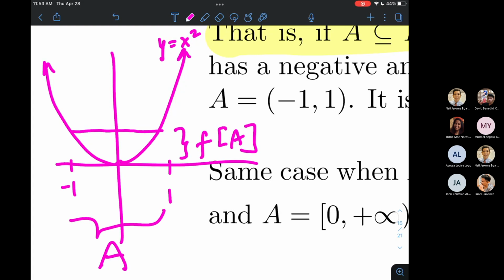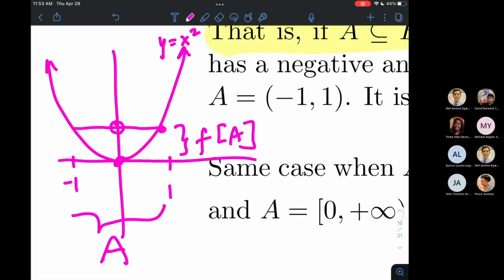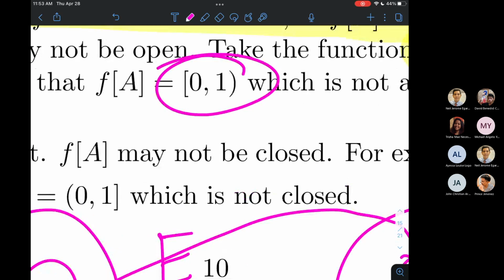Kokolektahin mo lang lahat ng function values ng mga members ni capital A. Since capital A consists of real numbers that are greater than -1 but less than +1, yung f bracket A will be starting from 0 papunta na kay 1, and 1 is not included. Kasi si 1 ay nagiging function value lang kapag si x ay eksaktong 1 or -1. Pero dahil si -1 at saka si 1 ay hindi kasama kay capital A, then we are forced to conclude that f bracket A is the half-closed, half-open interval [0, 1).